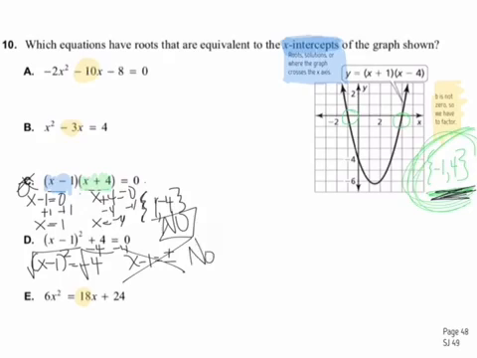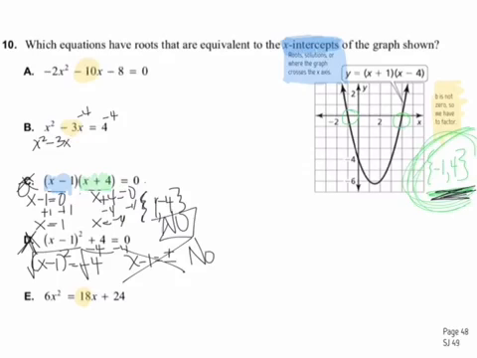Okay, now let's look at A, B, and E. Which of those is the easiest to factor, do you think? Decide, if you will. A, B, or E. Which is the easiest to factor? I think B is the easiest, so I'm going to do that one first. I'm going to subtract 4, because it has to equal 0.